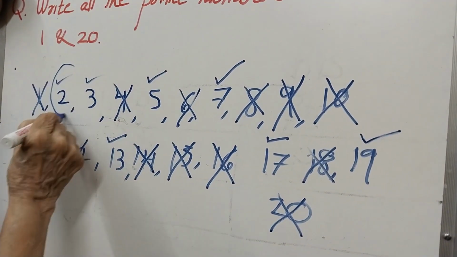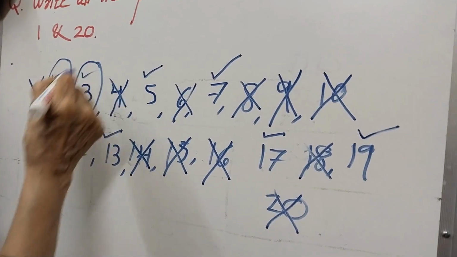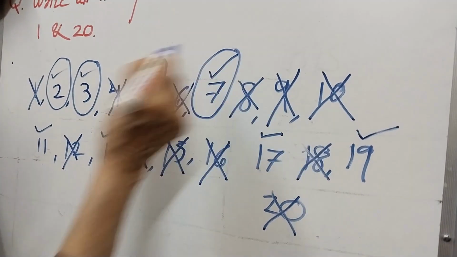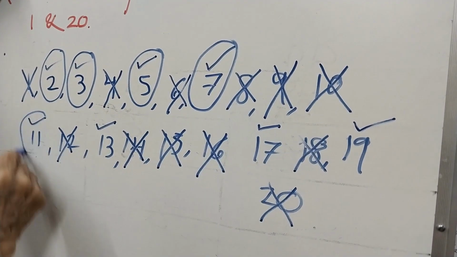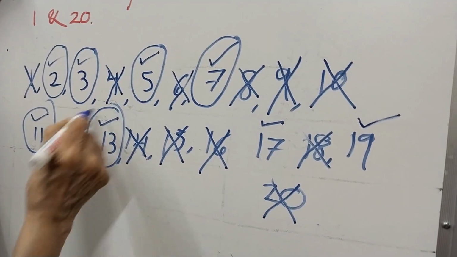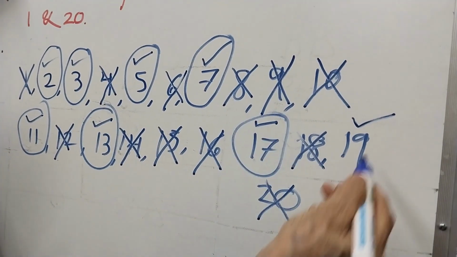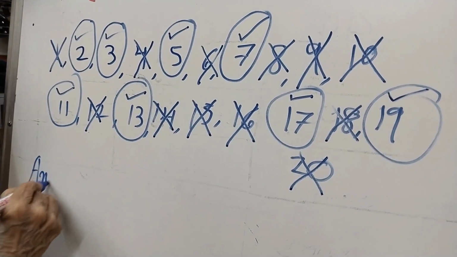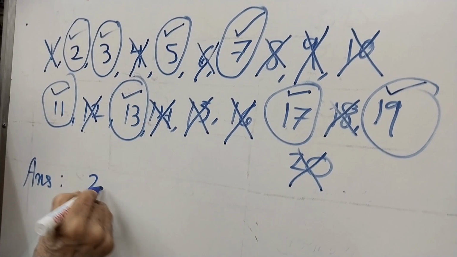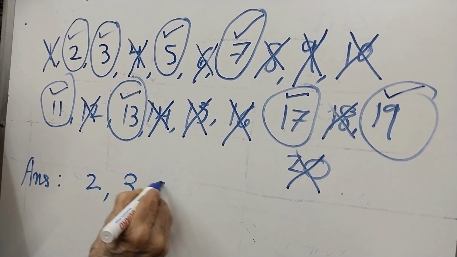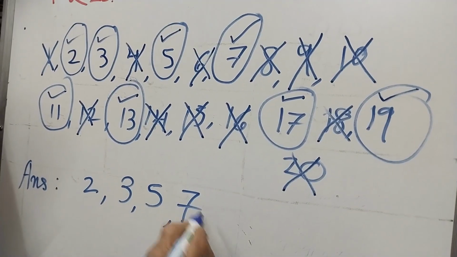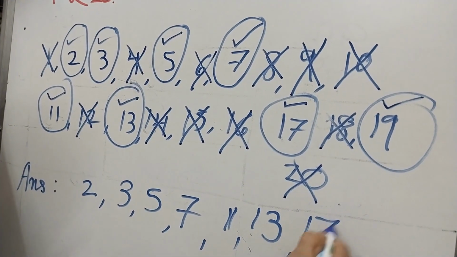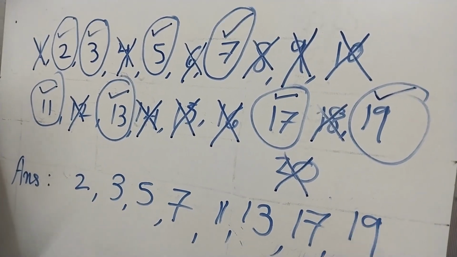So here we go. Number 2 is a prime number, 3 is a prime number, 5 is a prime number, 7 okay, 11 okay, 13 okay, 17 okay, 19 okay. So as a final answer, we will have to write 2, 3, 5, 7, 11, 13, 17 and 19.